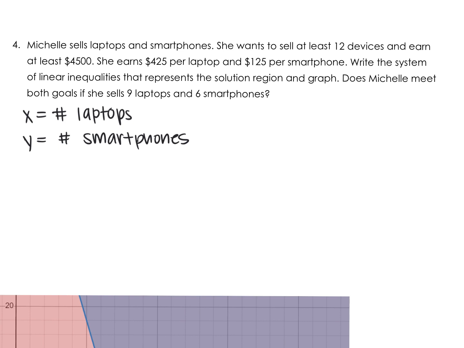So for our inequalities, we know that you want to sell at least 12 devices. So that tells me that X plus Y has to be greater than or equal to 12. I also know that she wants to earn at least $4,500, and she earns $425 per laptop and $125 per smartphone. So that tells me 425x plus 125y has to be greater than or equal to 4,500.